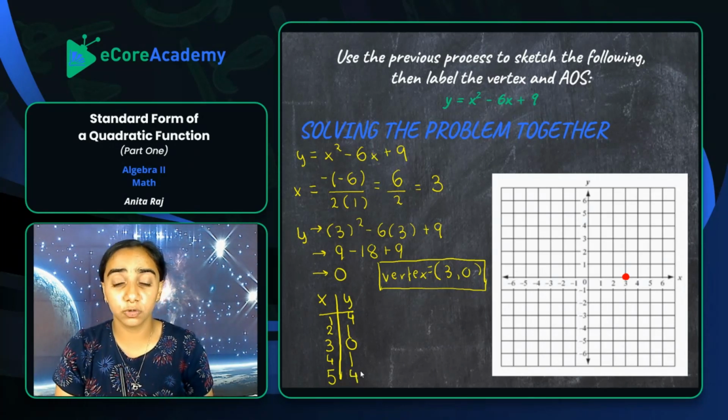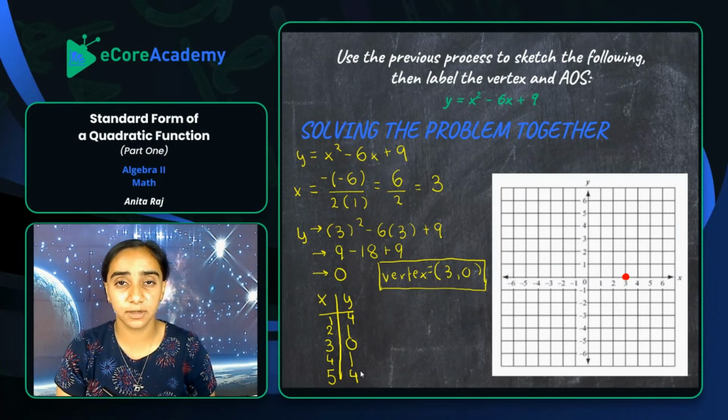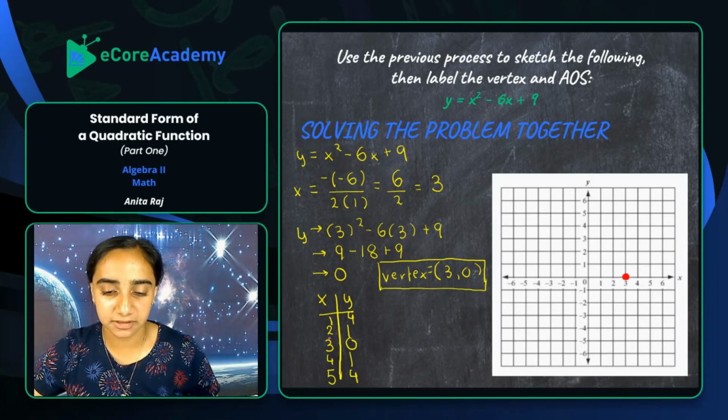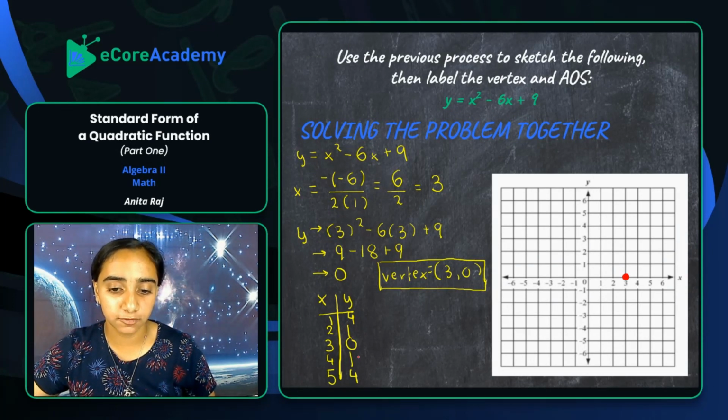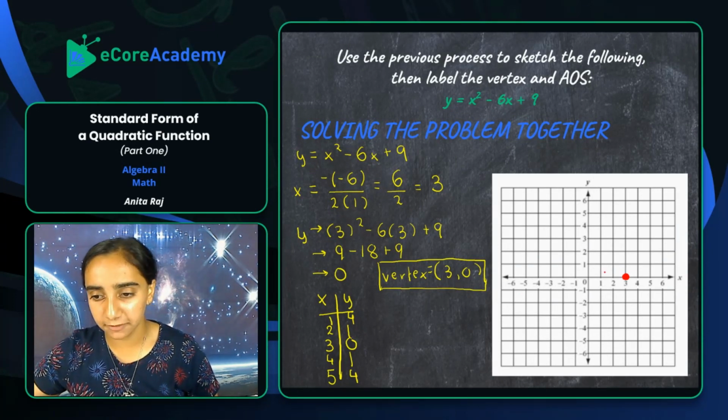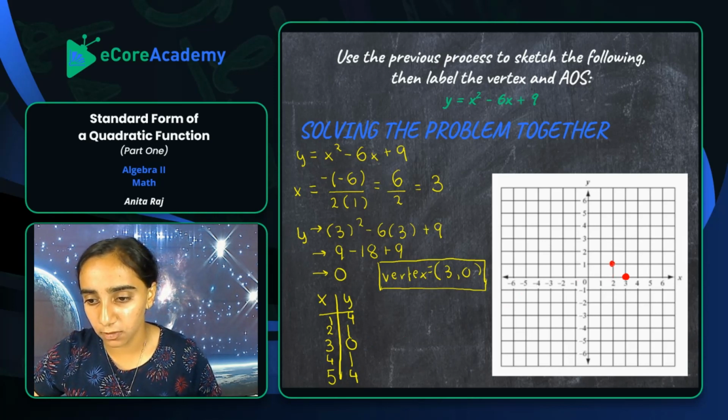Now let's go and graph all of these points. So the vertex and the 4 other points. Let's graph these 4 other points, (2, 1), (4, 1), (1, 4), and (5, 4), really quickly. So 2 is right here, I go up 1. Let's do the same for 4: 4 over, 1 up. And then let's do the same for 1: 1 over, 4 up. And then lastly, 5, 4: 5 over, 4 up.